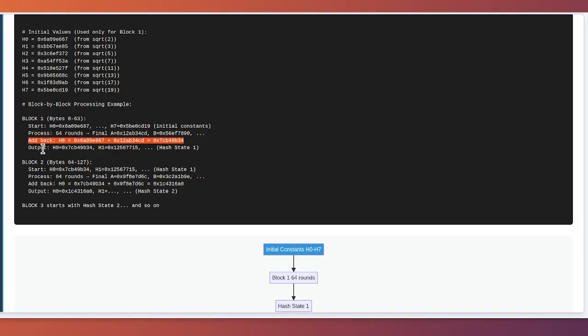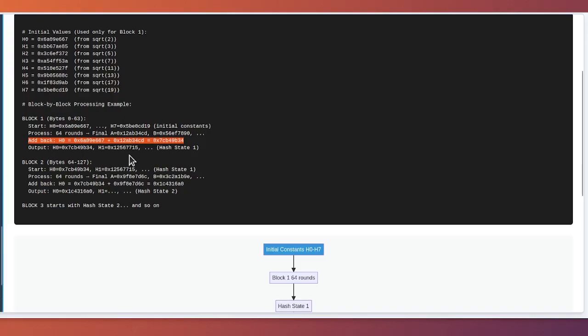So, the new H0 equals the initial H0 value, beginning with 6 ending with 67, plus the final A value, beginning with 12 ending with CD, which equals beginning with 7C ending with 34. The new H1 equals the initial H1, beginning with BB ending with 85, plus the final B value, beginning with 56 ending with 90, which equals, let's say, beginning with 12 ending with 15. We do this addition for all 8 values.